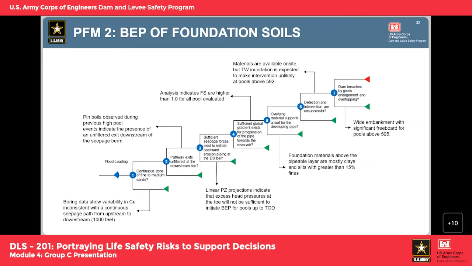For nodes 3 and 4, the critical gradients for the BEP susceptible material for initiation and progression were compared to linear piezometer projections, which showed that BEP initiation would be very unlikely, and the same was shown for progression when compared to the average gradient. For node 5, the soil investigation showed that 41 of 42 samples from the upper foundation soils had a fines content greater than 15%, with the average being approximately 61%, making the materials overlying that sand layer likely to hold a roof.